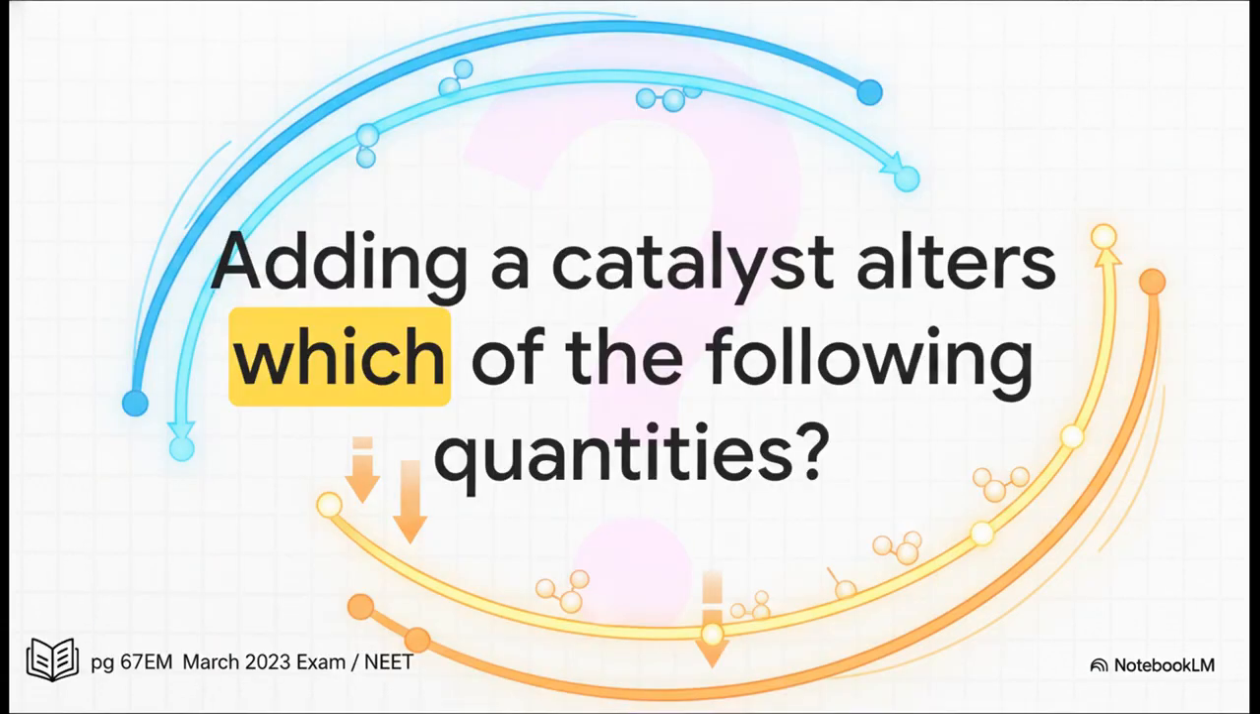Let's tackle another one. Shift your focus to the bottom left of page 67 EM. This is a 1-mark question from the March 2023 exam. It also popped up in NEET. And bonus, it's your book back question number 8. It asks, the addition of a catalyst during a chemical reaction alters which of the following quantities? Is it A, enthalpy, B, activation energy, C, entropy, or D, internal energy?